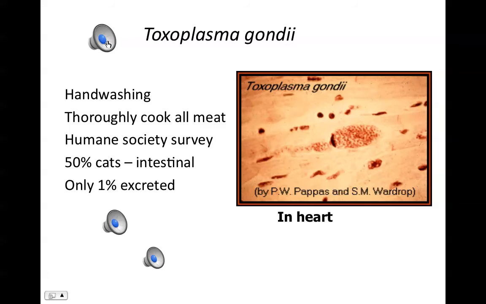Hand washing and thoroughly cooking all meat are both good ways to prevent the transmission of Toxoplasma and any other parasite, particularly when we know that there's a source like a soiled cat box that could hold the parasite in those cat remains or feces.